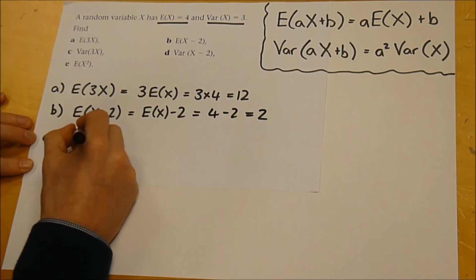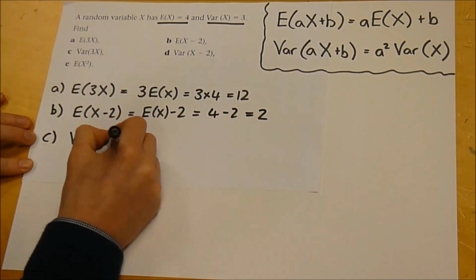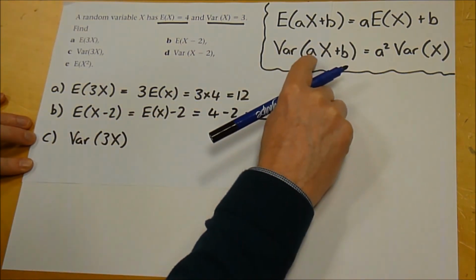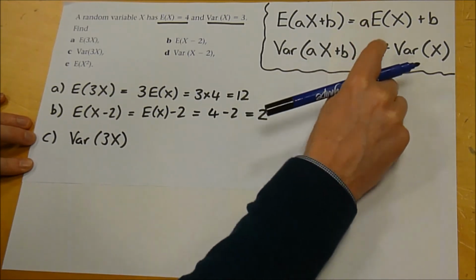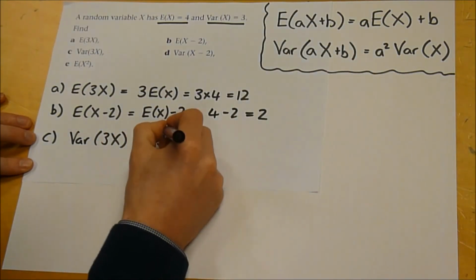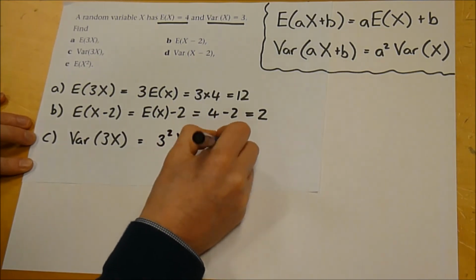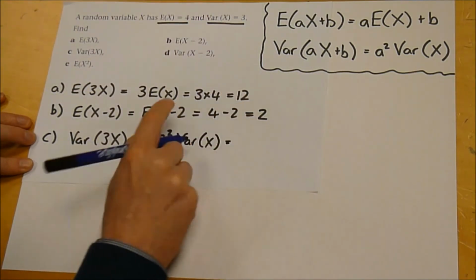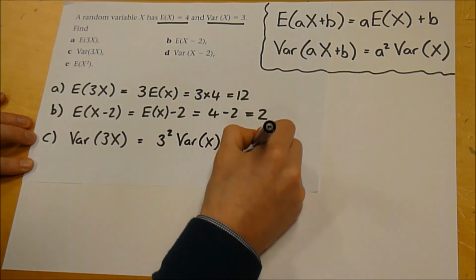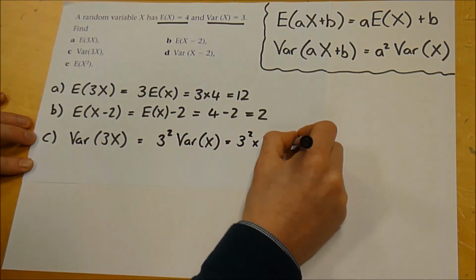Right, part C. The variance of 3 lots of x, well, that's like 3 here, and so that is the same as 3 squared times the variance of x. The variance of x is 3. So that's 3 squared times 3, which is like 3 cubed. That's 27.